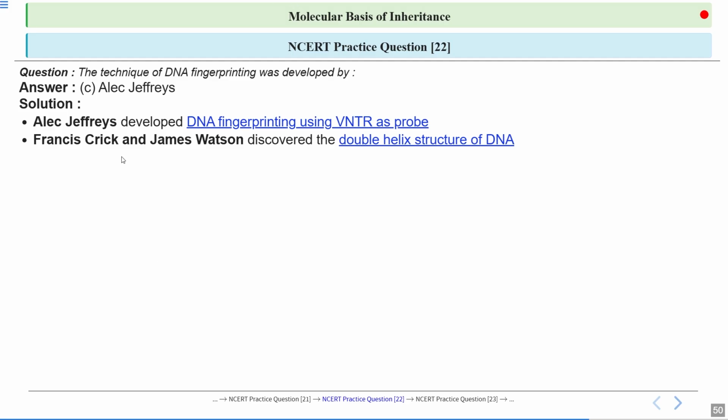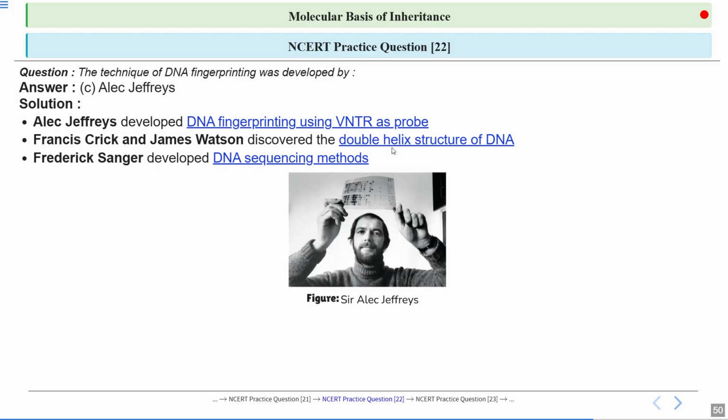What was the contribution of Francis Crick and James Watson? They discovered the double helix structure of the DNA. Sanger developed the Sanger sequencing method. So by the Sanger method, we can sequence the DNA. So this is an image showing you Sir Alec Jeffrey, who discovered the DNA fingerprinting.